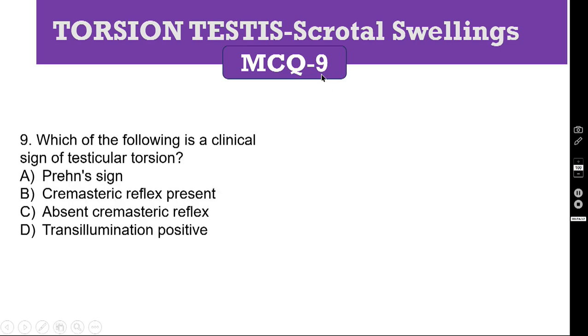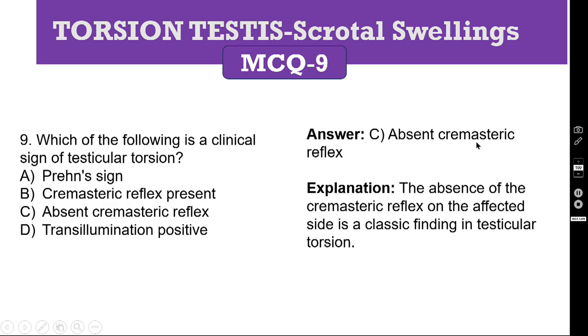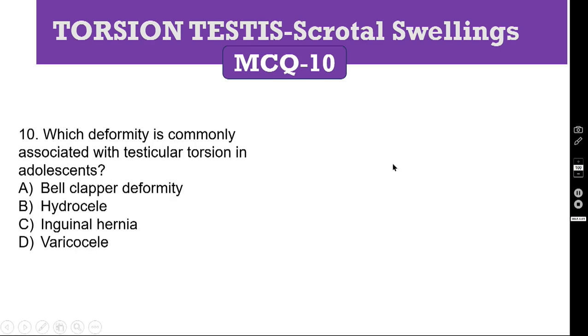Coming to MCQ number 9, which of the following is a clinical sign of testicular torsion? A. Prehn's sign. B. Cremasteric reflex present. C. Absent cremasteric reflex. D. Transillumination positive. Of course, the correct answer is C, absent cremasteric reflex. The absence of cremasteric reflex on the affected side is a classical finding of testicular torsion. Whereas in case of torsion of the testicular appendages, there won't be absence of cremasteric reflex, and in addition, the patient will have what is called the blue dot sign.